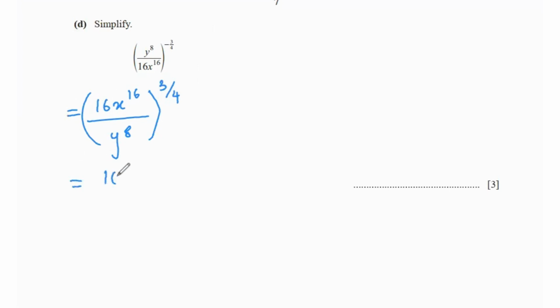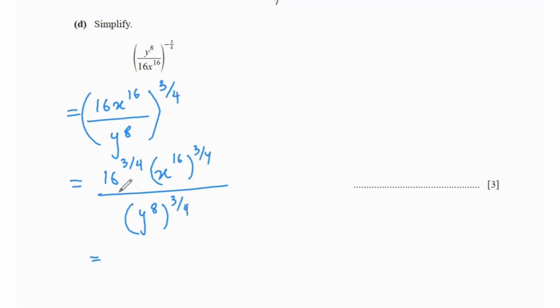Now we distribute the power to each of the terms inside the bracket. So 16 to the power of 3 over 4, x to the power of 16, whole power 3 over 4, and y to the power of 8, whole power 3 over 4. Now we know 16 is 4 squared, and 4 is 2 squared, so 16 is 2 to the power of 4. So 2 to the power of 4, whole power 3 over 4.